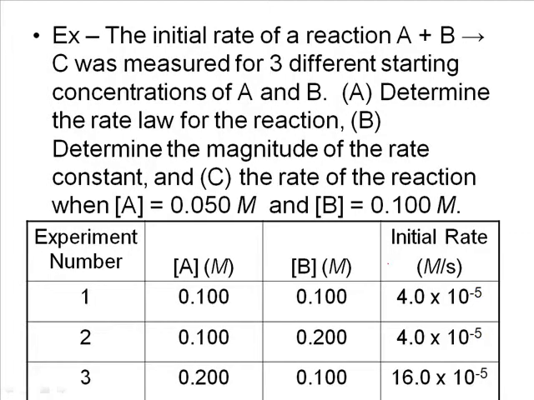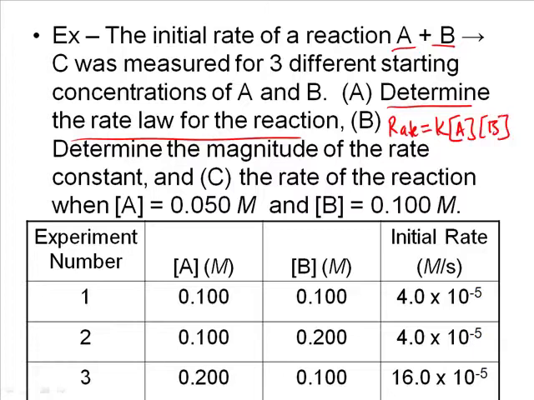So we just got to quit talking about this stuff and let's just see. Okay, so here's a reaction. A is reacting with B to make C. They've done 3 different experiments. They want us to, A, determine the rate law for the reaction. So we know right away that the rate law is going to be the rate equals K times the concentration of A times the concentration of B. The only thing we're wondering about is what number goes right here and what number goes right here. So let's just look at our data.